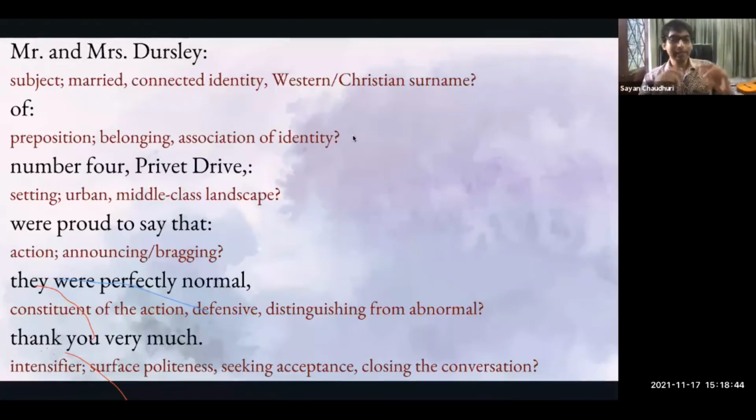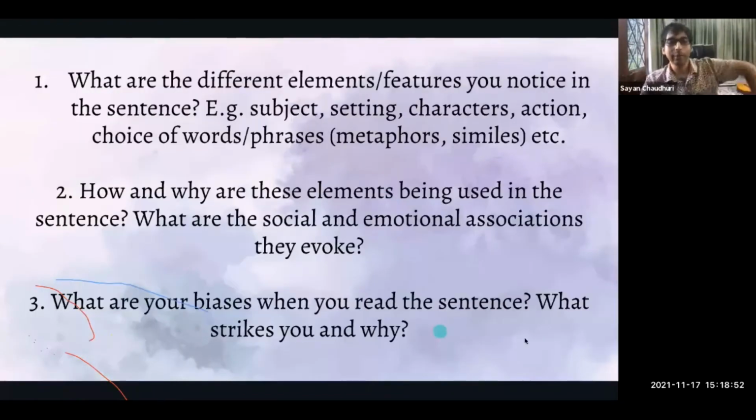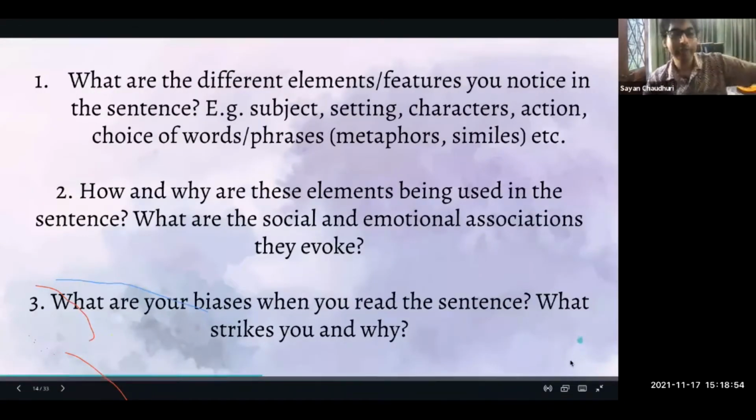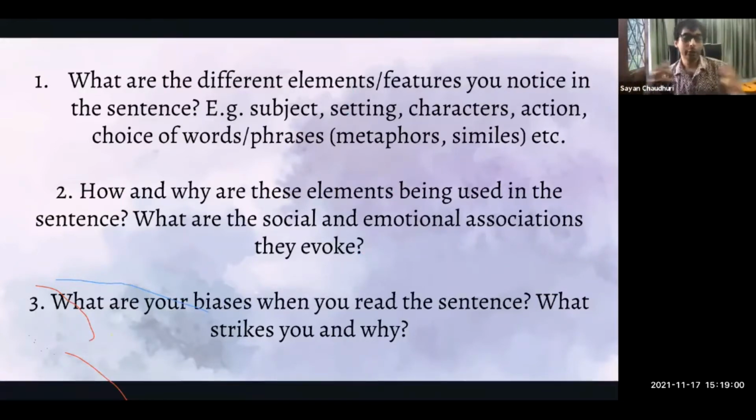Now, just by asking a set of questions, we were able to do this, right? And what I want to show you now is we'll zoom out, and we'll think of what are these questions that we need to ask. There are three questions that I've put down here for you, and these can be the guidelines. So what are the different elements, features you notice in the sentence? That's the first.